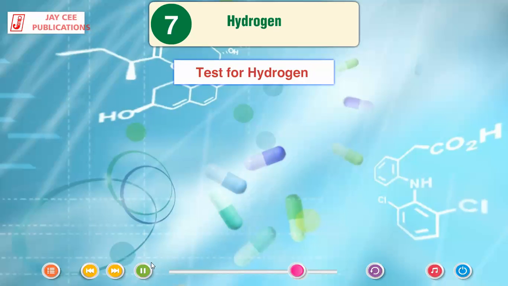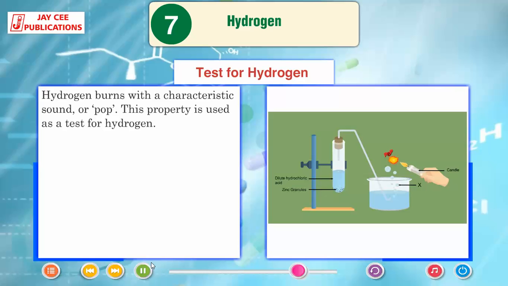Test for hydrogen. Hydrogen burns with a characteristic sound or pop. This property is used as a test for hydrogen.